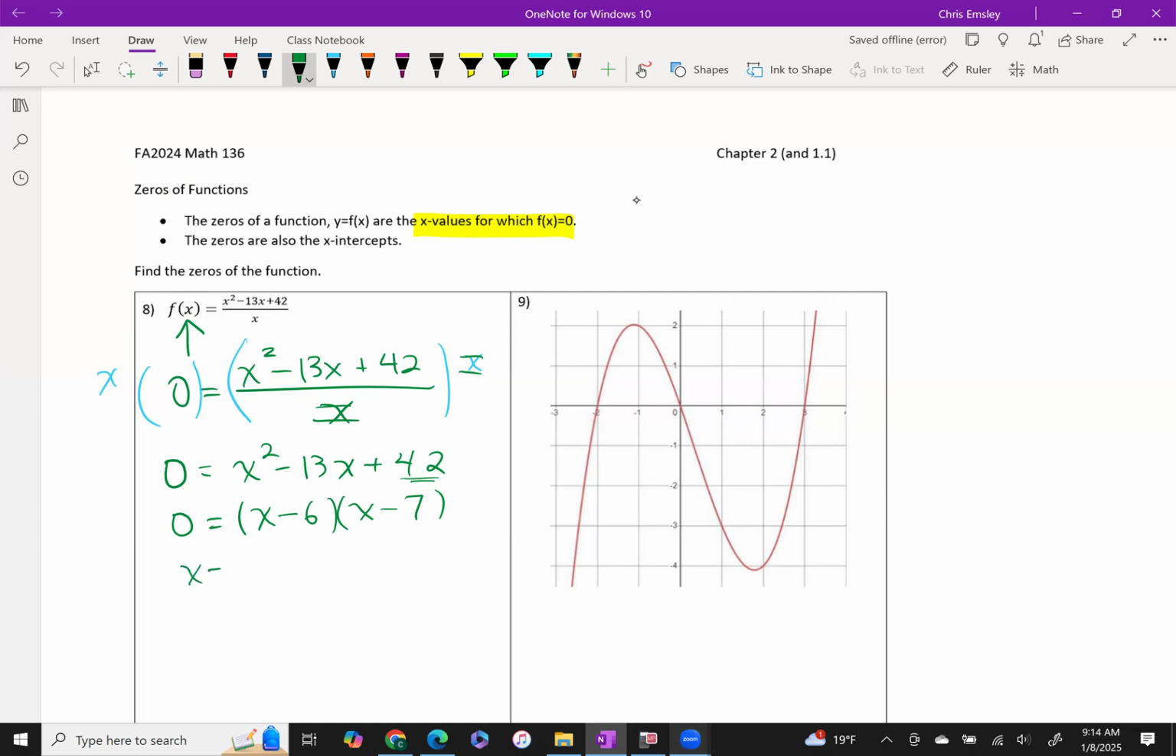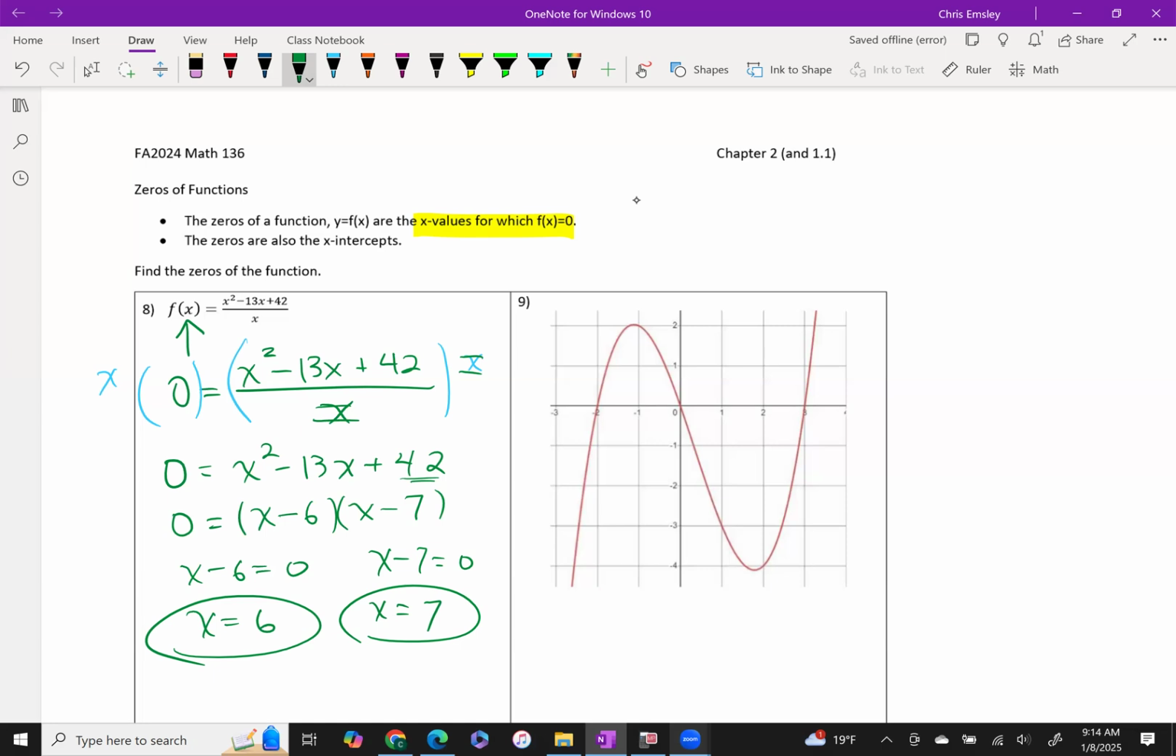Now that I have it factored, I set each factor equal to 0. And it turns out that this function has two zeros. X equals 6, x equals 7. So that's how we find the zeros from an equation.